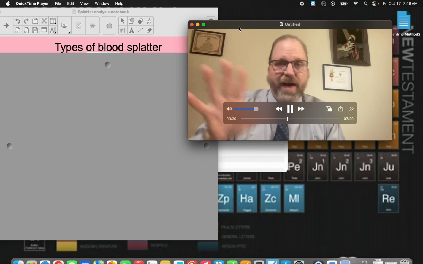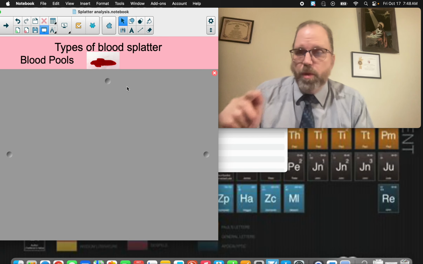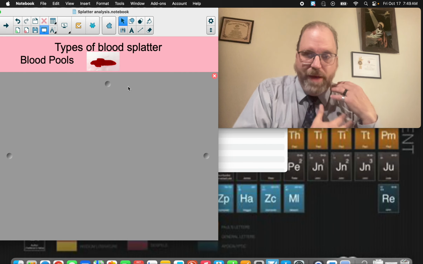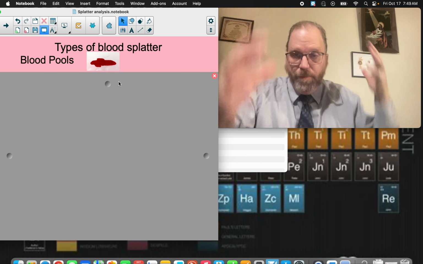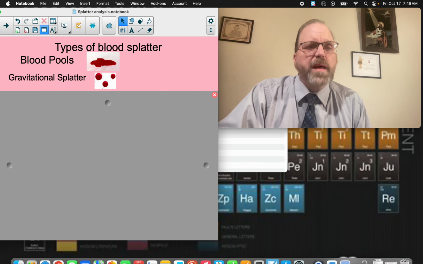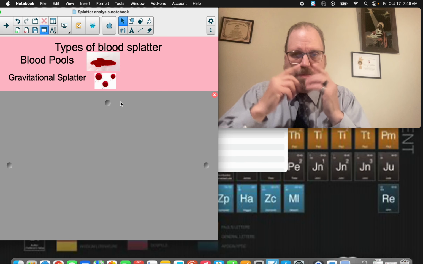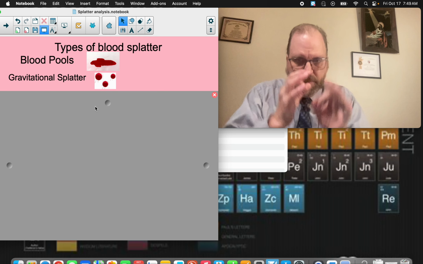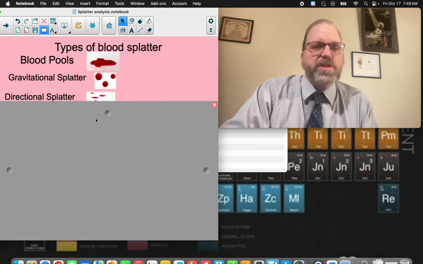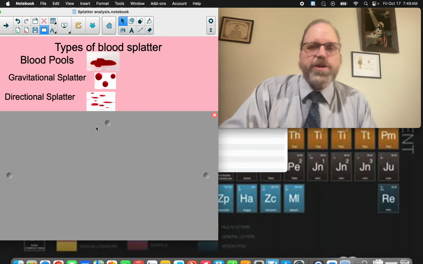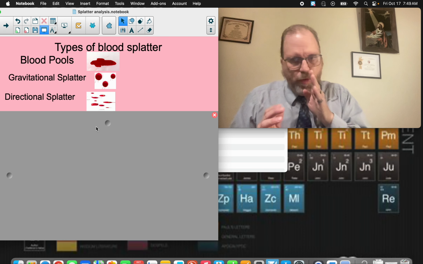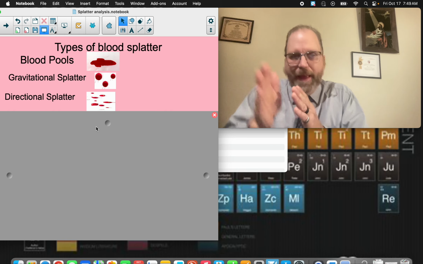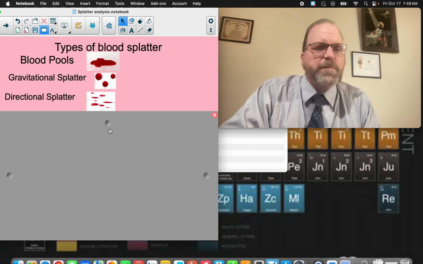Types of blood spatter. There are 5 types of blood spatters. Pooling. If you get stabbed and then you're lying down, that blood flows out, that's a pool. Second, splatter. Like if you get a nosebleed and it's bleeding straight down, that's gravitational. Gravity's pulling it down. Individual round circles, gravitational blood splatter. Directional, if you have a nosebleed and you start running, as you run, that splatter is going to get elongated and identify a specific direction.